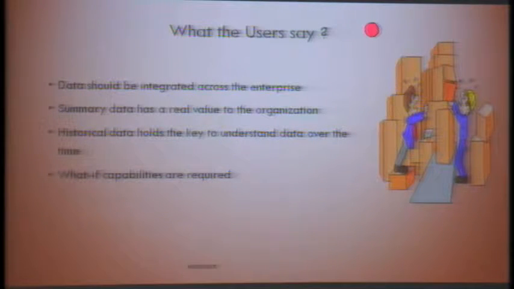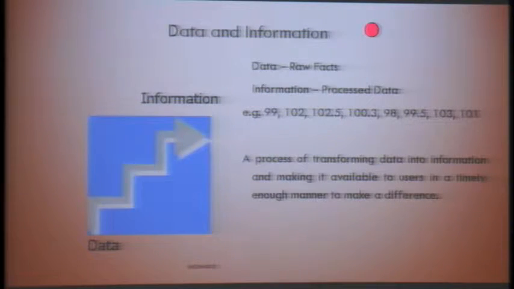If we do this thing, this data should come. If we do other things, data should come. These are the what-if capabilities. So, first of all, when we talk about the data, a term comes that is information. Everybody must know the difference between data and information. Data is raw facts. But what is information? It is processed data.